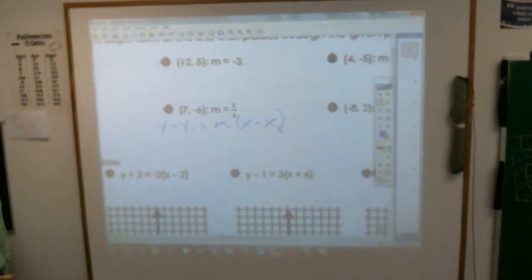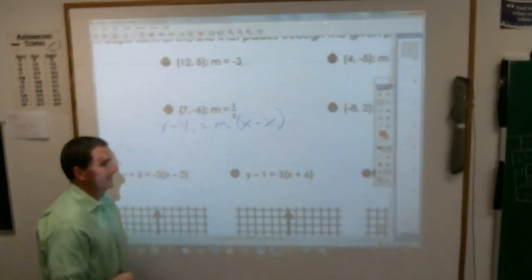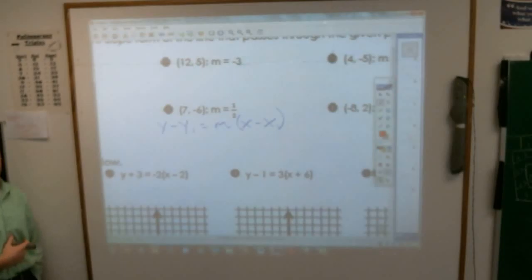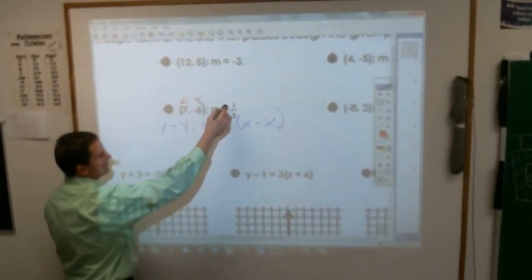Do we have 5 done? Can we move along? It's really not complicated. It's actually easier to write that in that than it is into the slope-intercept form. Remember, you're plugging this in for x sub 1 and that in for y sub 1, and this is your slope.